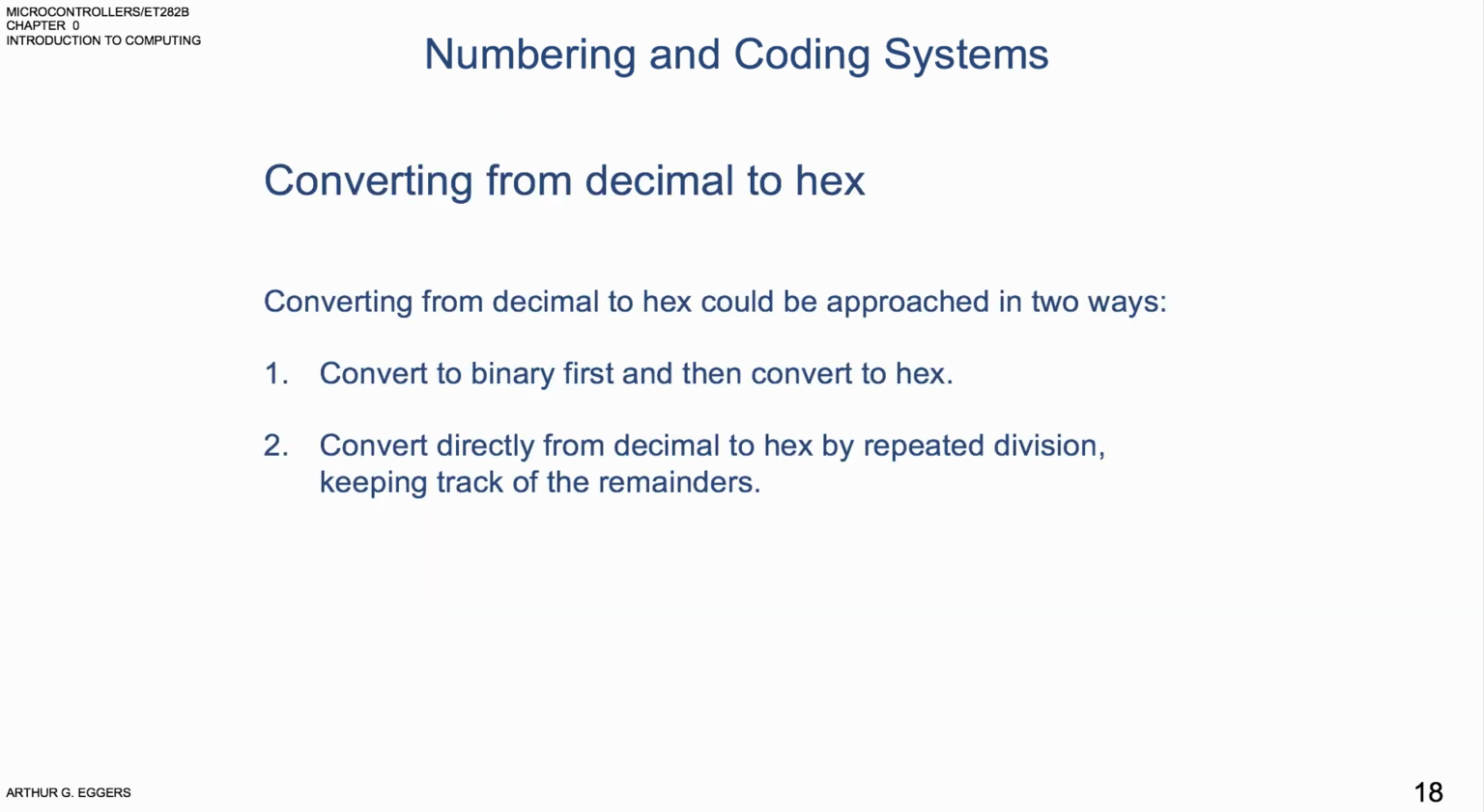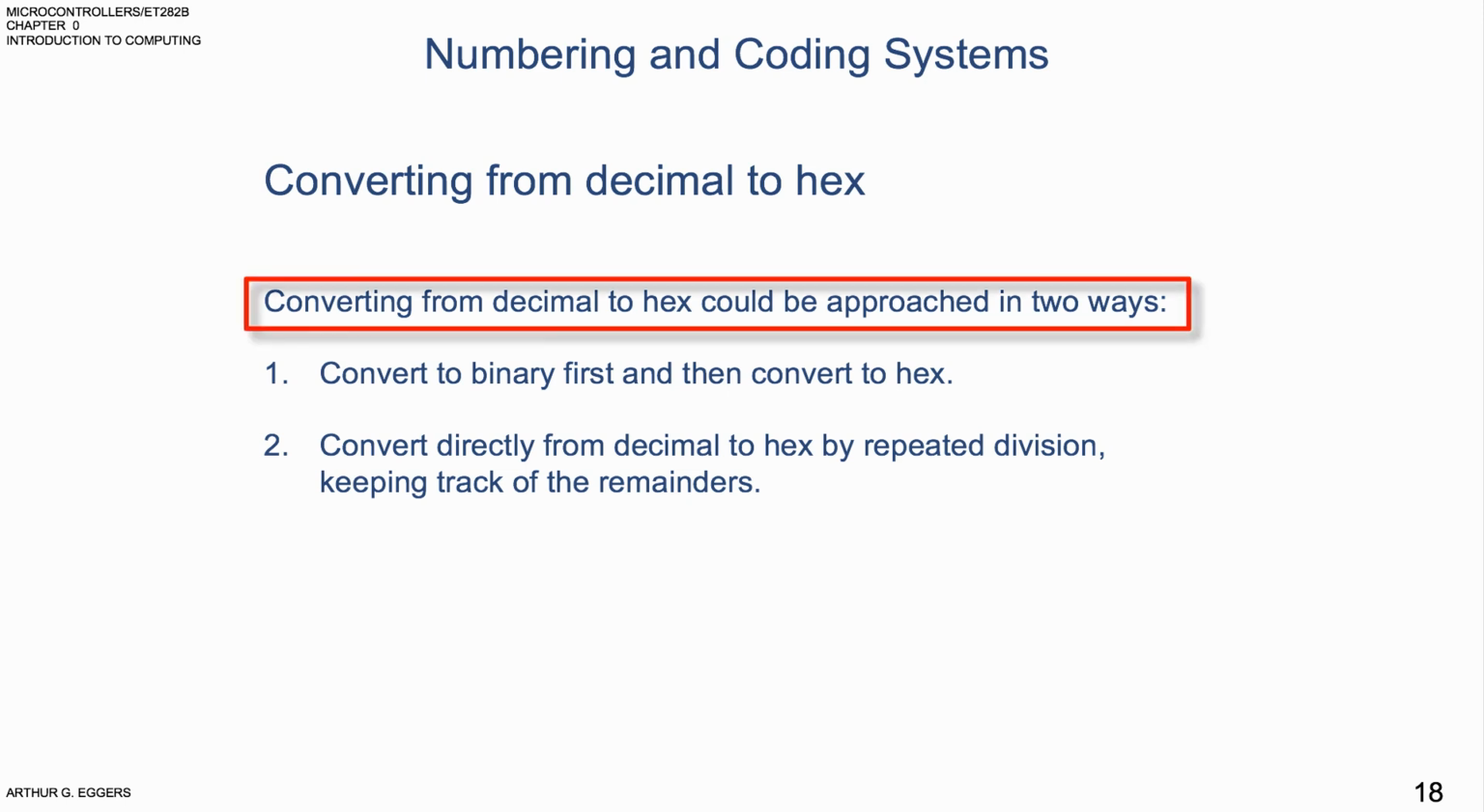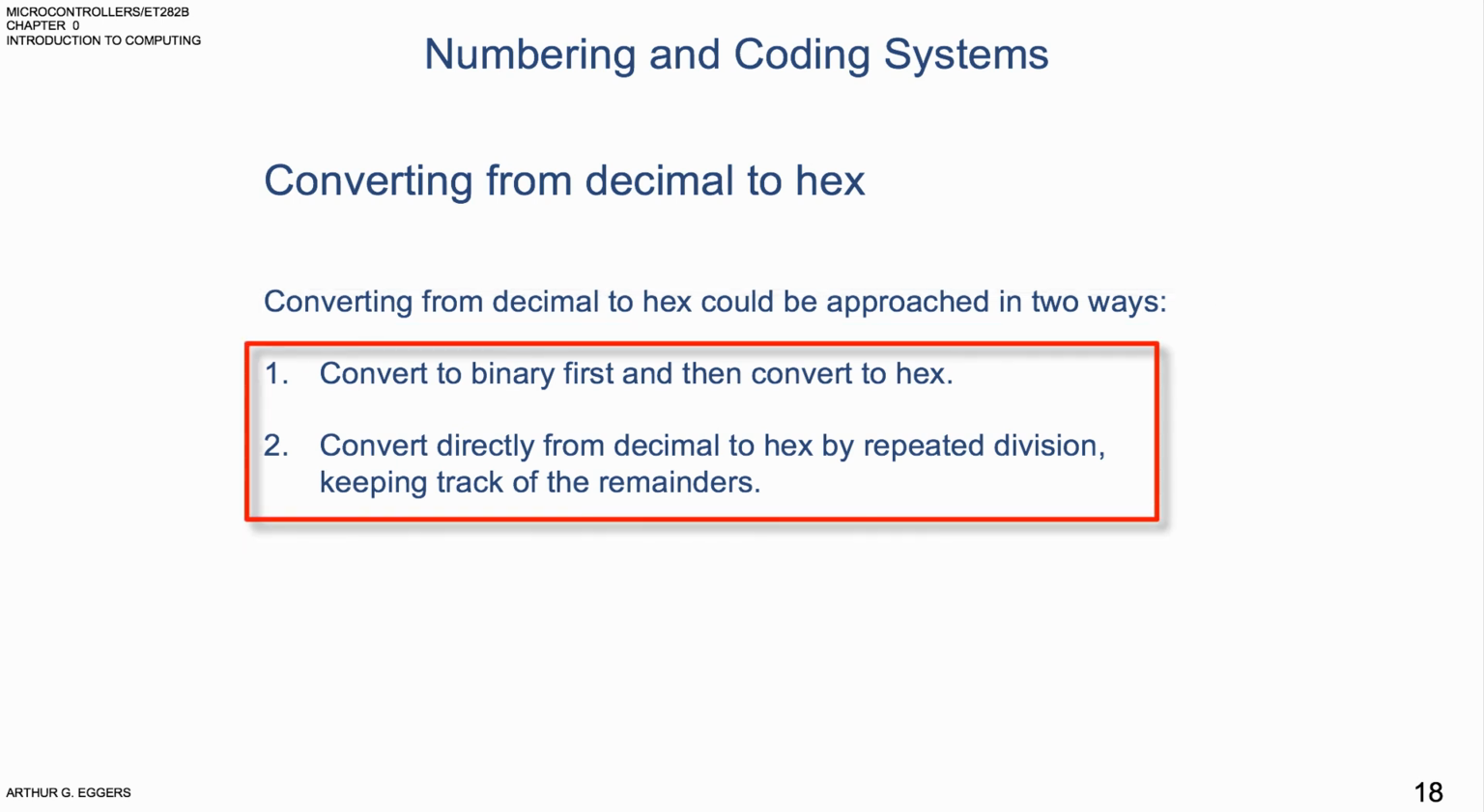Converting from decimal to hex, we do a little different process. To convert from decimal to hex, you can approach it in two ways. One, you can first convert it to binary and then to hex, or you can convert directly from decimal to hex by repeated division and then keep track of the remainders. So we'll do that next.